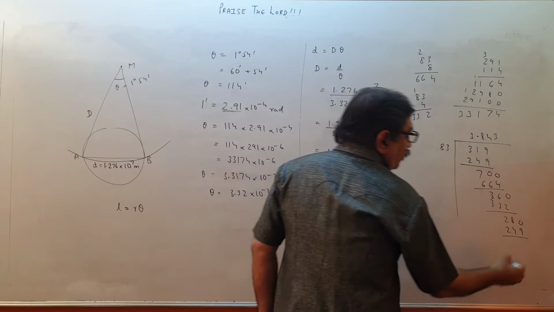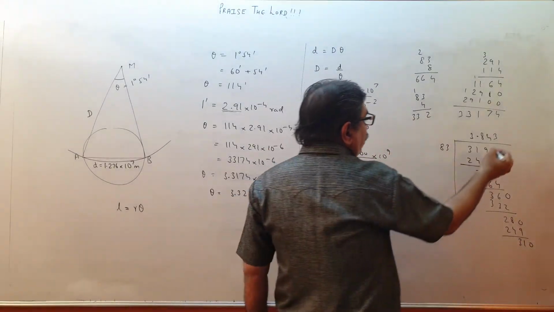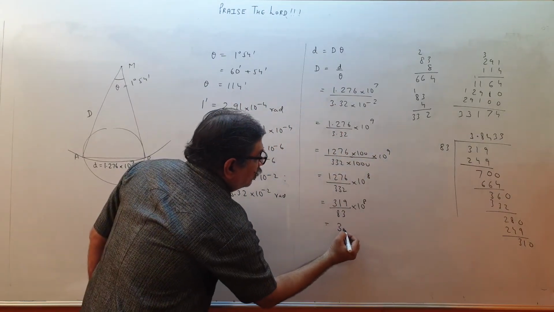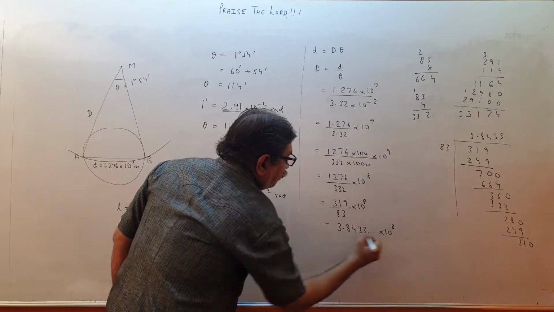So 50, and so this will be 31, 310. It won't go 4 times, it will go 3 times again. So 3.8433, something like this, 3.8433 dot dot dot into 10 raised to 8.